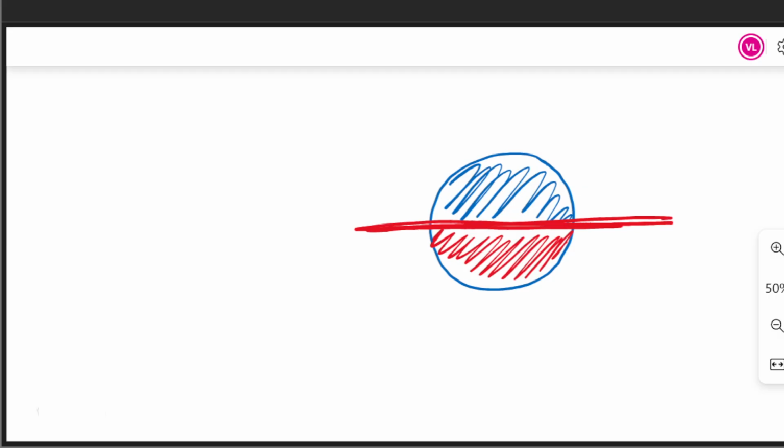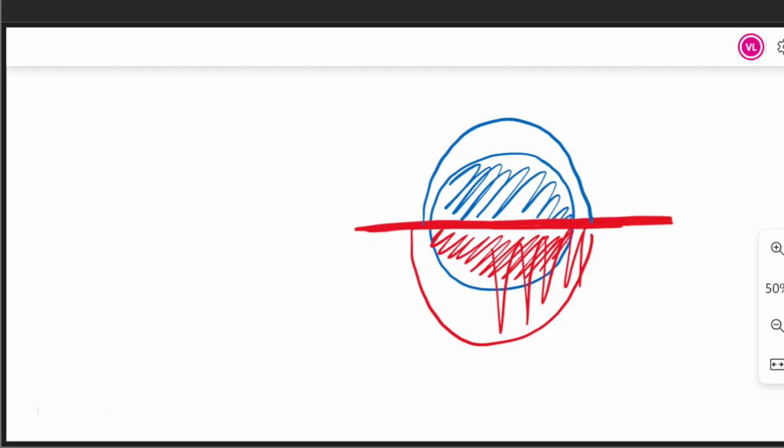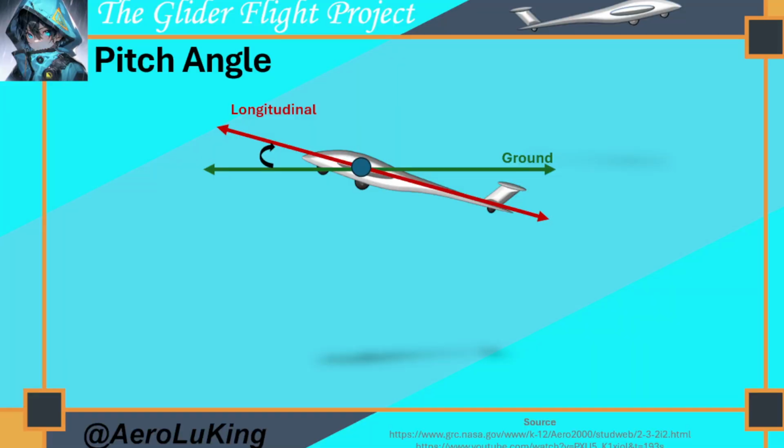So as you're looking straight out through the window of the plane, you can see your horizon. But if you start seeing more sky, that just means you're pitching up. Versus if you start seeing more of the ground, then you're looking down at the ground, and that's a negative pitch. So that's how we're going to define our pitch angle.